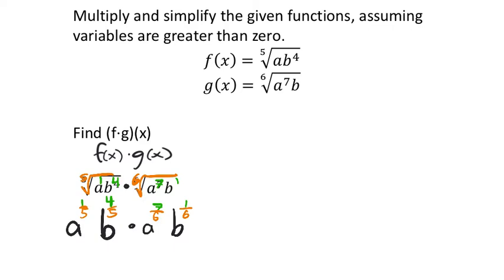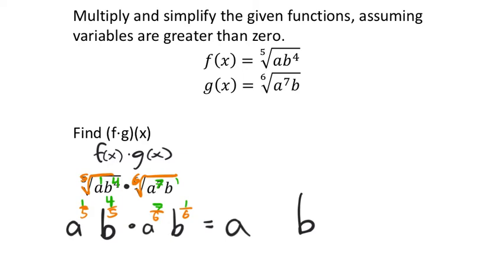All this is being multiplied, right? So we're going to take the common bases. There's only two, a and b. And I'm going to take the exponents of them and then add them together. Why am I adding them? Because we're multiplying everything. So when we multiply the same bases, we add the exponents.